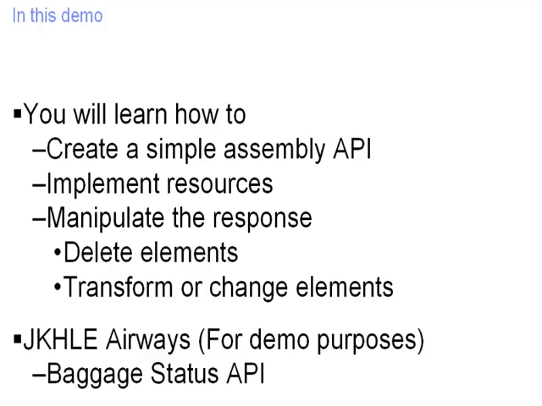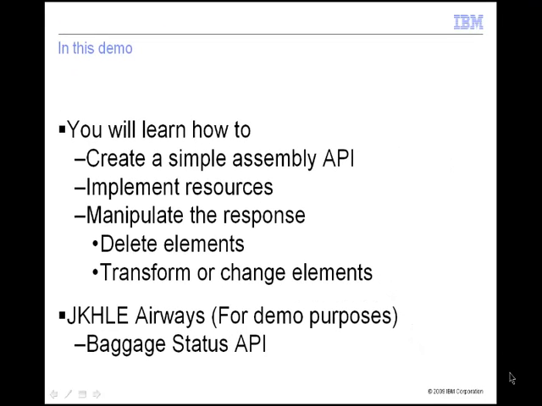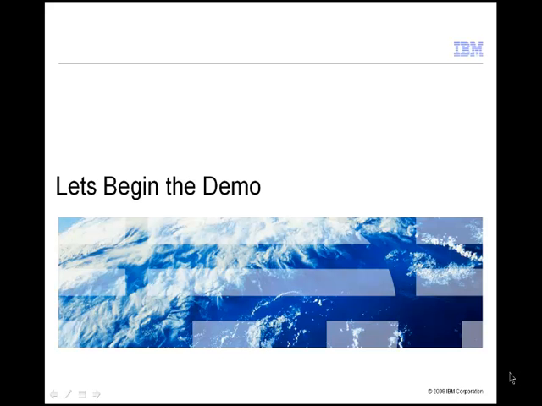Particularly, you will learn how to create an assembly API, implement its resources, and manipulate the response. We will look at how to delete and transform or change elements on the response. For demonstration purposes, we will be using JKHLE Airways' baggage status API. With that, let's begin the demo.